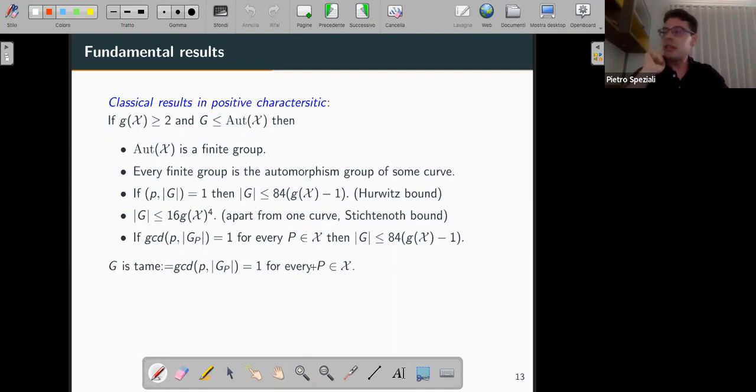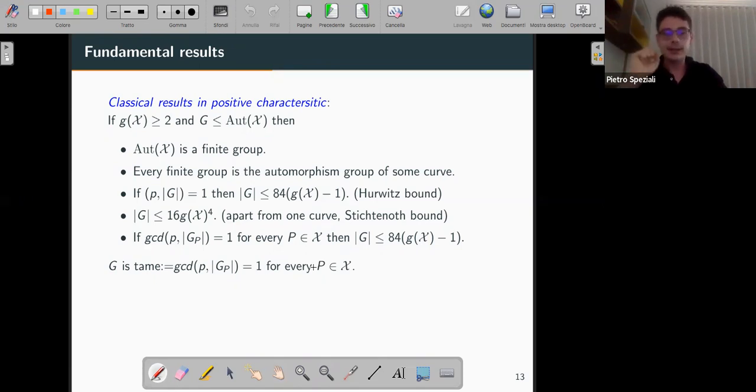If p does not divide the size of the automorphism group, we're done. Well, we have the Hurwitz bound. So pretty much anything that you know in characteristic 0 still works, with a small problem: you don't have topology, hence you don't have Fuchsian groups. So sometimes to prove the same result, you have to make some really cumbersome application of the Riemann-Hurwitz formula, which is about all you have.